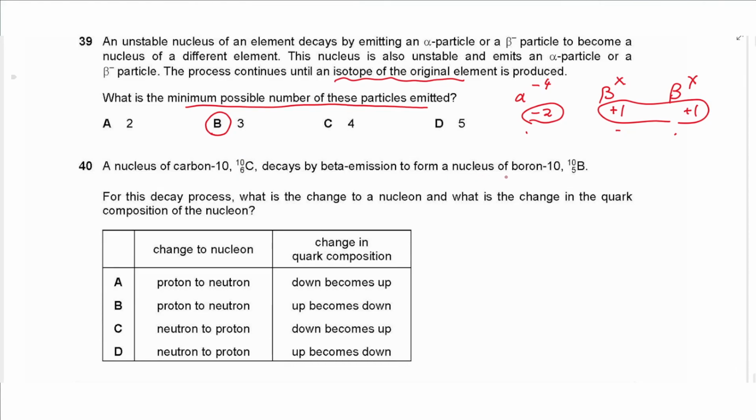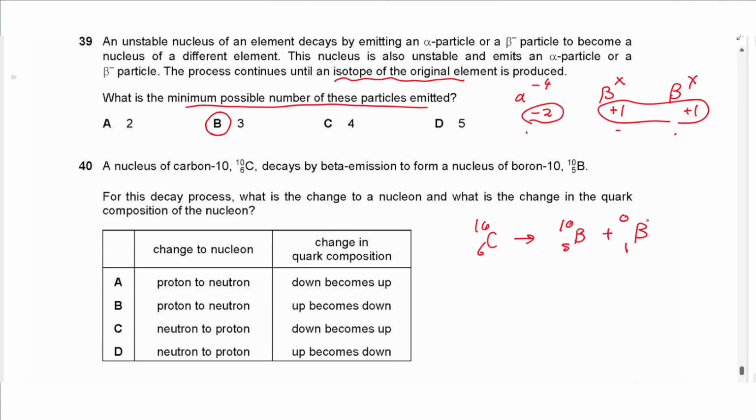Question 40 says a nucleus of carbon-10, C-10 with 6 protons, decays by a beta emission to form a nucleus of boron-10, with 10 and 5. For this decay process, what is the change of a nucleon and what is the change in the quark composition of the nucleon? So if we write the equation, carbon-10 with 6 will be converted to boron-10 with 5. So we need a beta which has a proton number positive 1 and 0 nucleon number. So this is a beta positive emission.